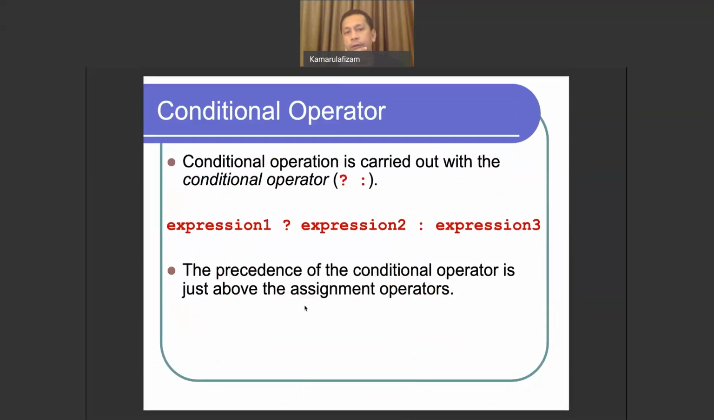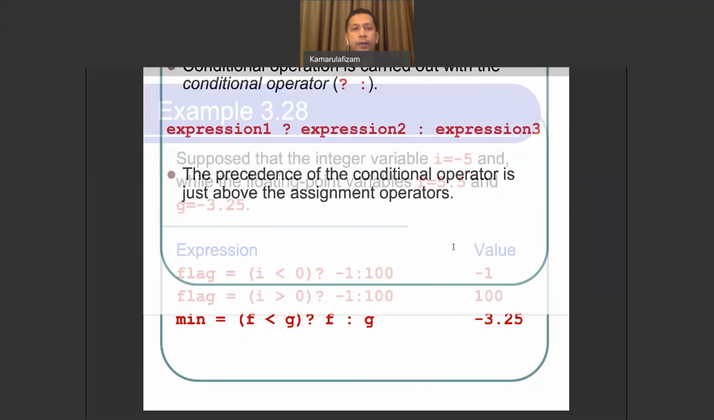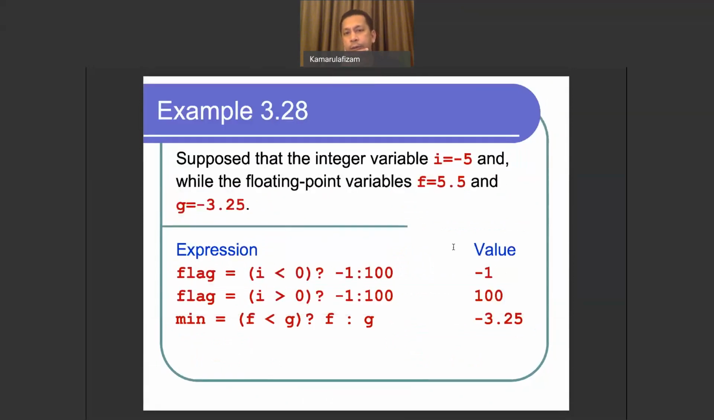Next, basically, we have the conditional operator. Conditional is condition. Okay, so expression 1, 2, and 3, you can put basically these things together to see what kind of condition you want to get. For example, here we have, suppose integer variable i equal to -5 while the floating point variable f is 5.5 and g negative 3.25.